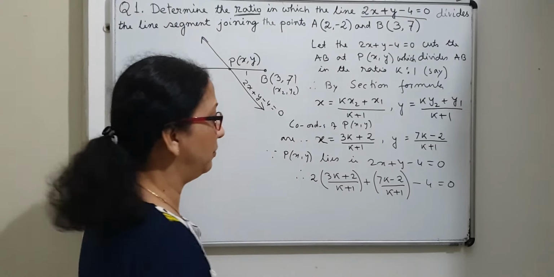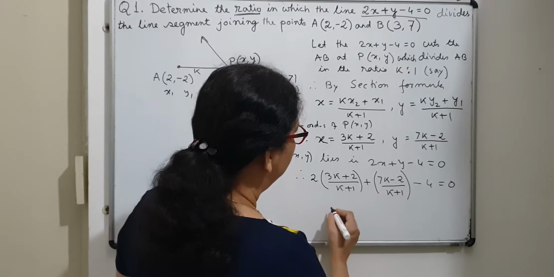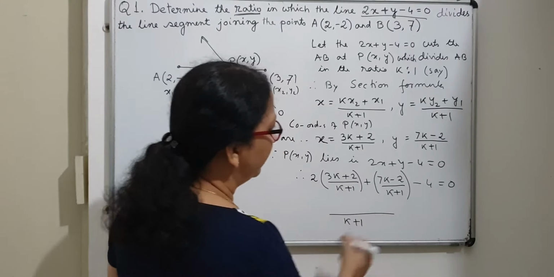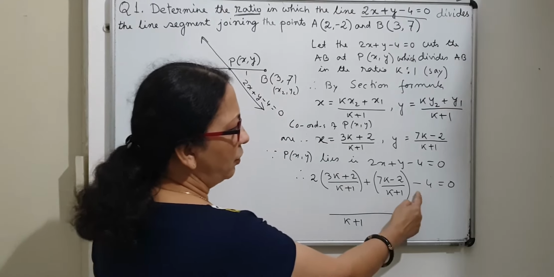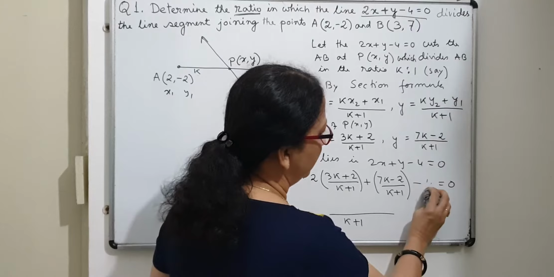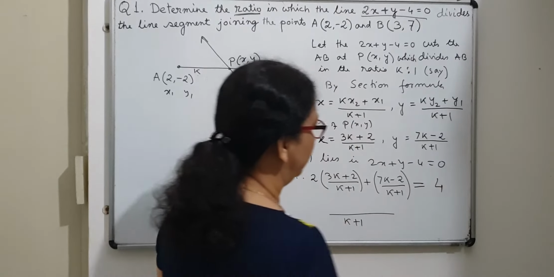So let us do the simplification. So what can I do? Let me take LCM k plus 1, and what I can do, I can take this 4 to the other side, then it will be easy for the simplification. So I am taking the 4 to the other side. Okay, so this is okay.